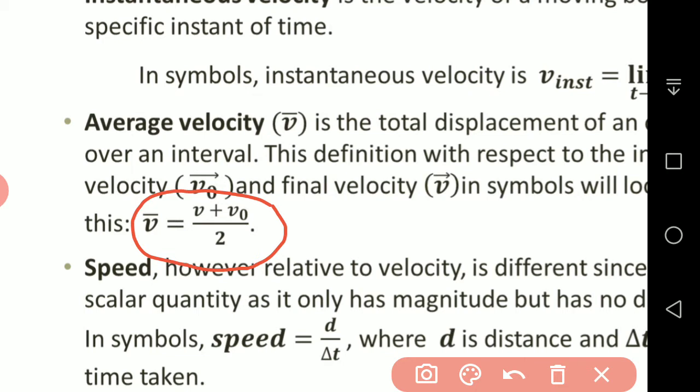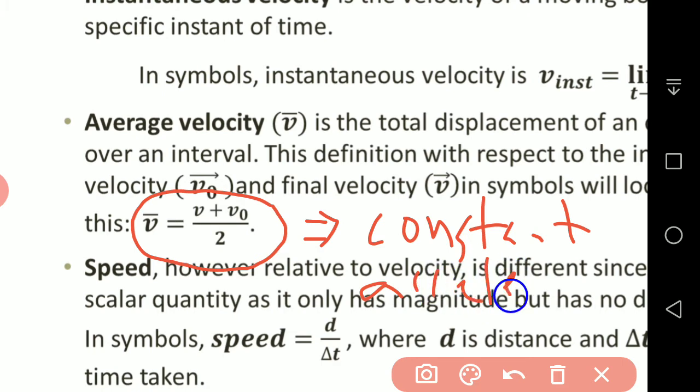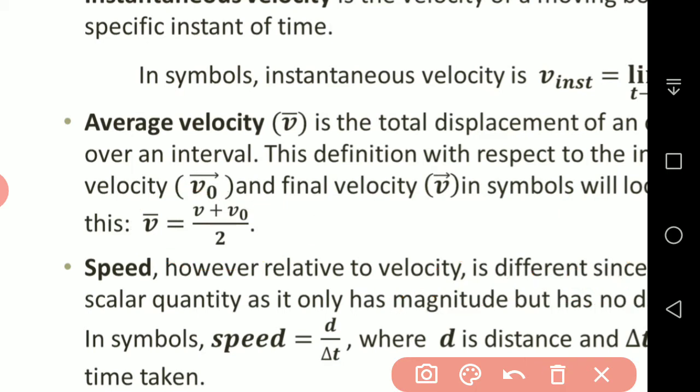Ang average velocity, actually, mas ma-appreciate natin kapag andun na tayo sa motion with constant acceleration. Hindi pa nga natin na-meet yung acceleration, so hindi pa natin ma-appreciate ito masyado. Pero tandaan na rin natin yung formula na yan, yung average velocity. Okay.